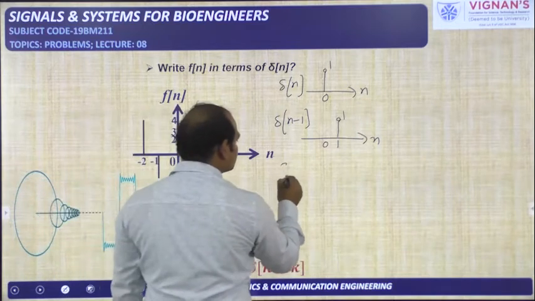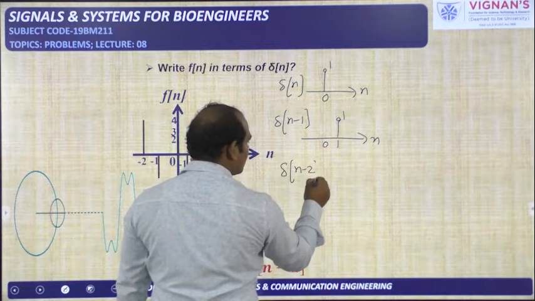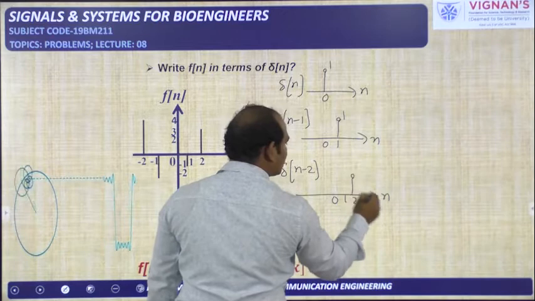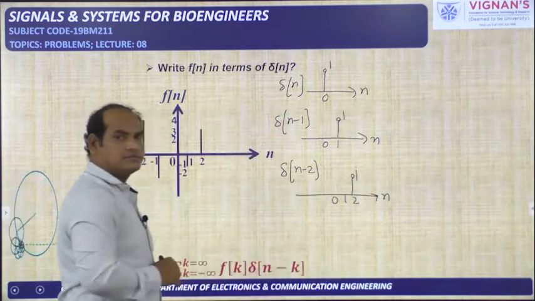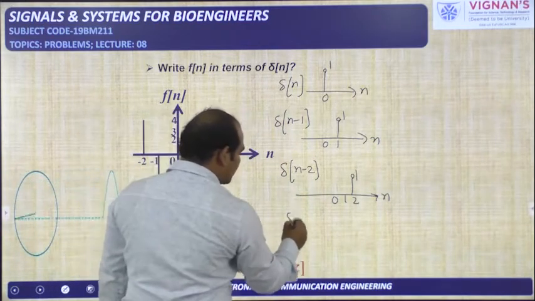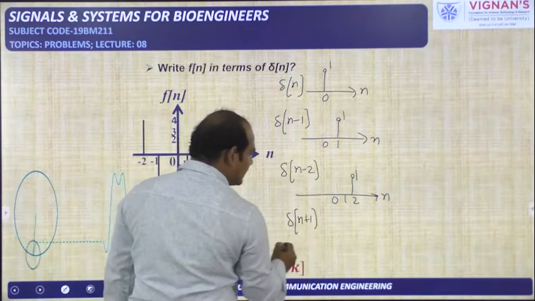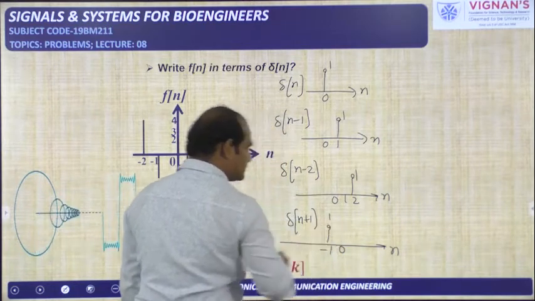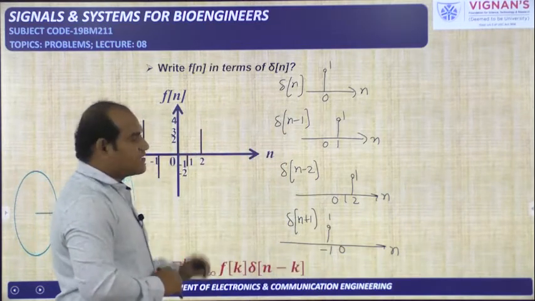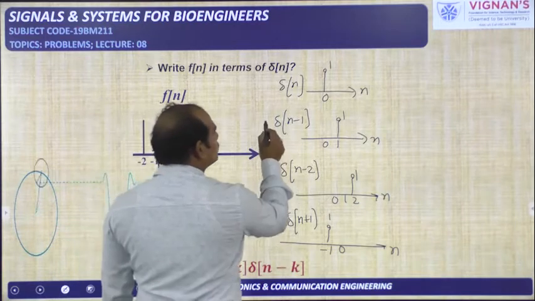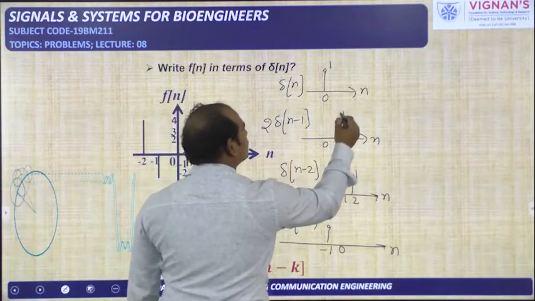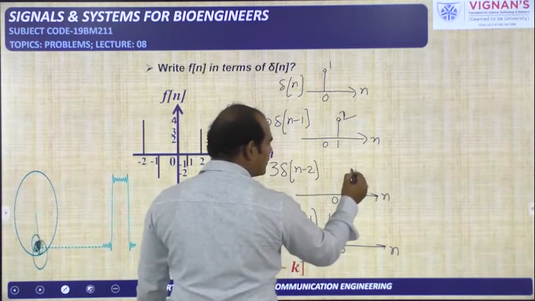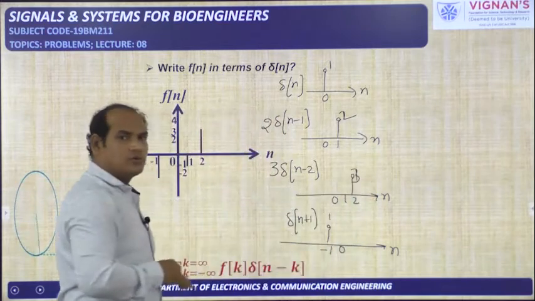And del of n minus 2 is the impulse available at n is equal to 2 with amplitude 1. If you have del of n plus 1, it is the advanced version, the impulse signal is shifted left side by 1. Okay, like this we can take. Now if you want 2 times del of n minus 1, here amplitude you have to take 2. 3 times del of n minus 2, so here you need to take amplitude 3. Like this you can represent.